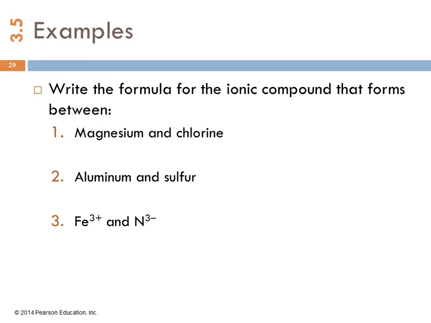Okay, here's examples. Write the formula for the ionic compound that forms between magnesium and chlorine. First step is write the element symbols and then the charges for the ions. So magnesium is what symbol? Mg. And what charge does a magnesium ion have? It's a 2, positive 2.